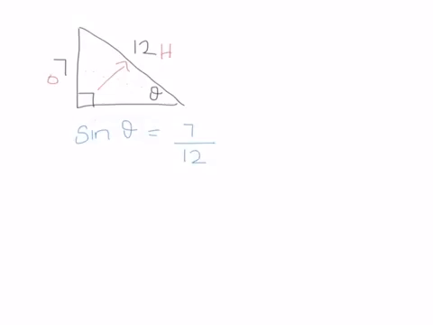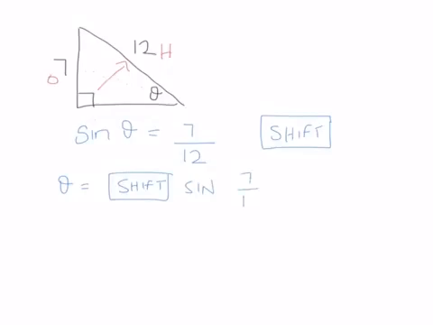Now, the only way we can separate the sine from the theta is by using the shift key on your calculator. So theta is going to equal shift sine. So we need to press the shift button, shift sine on your calculator, and then your 7/12. When you press equals for that one, you end up with 35.68533471.